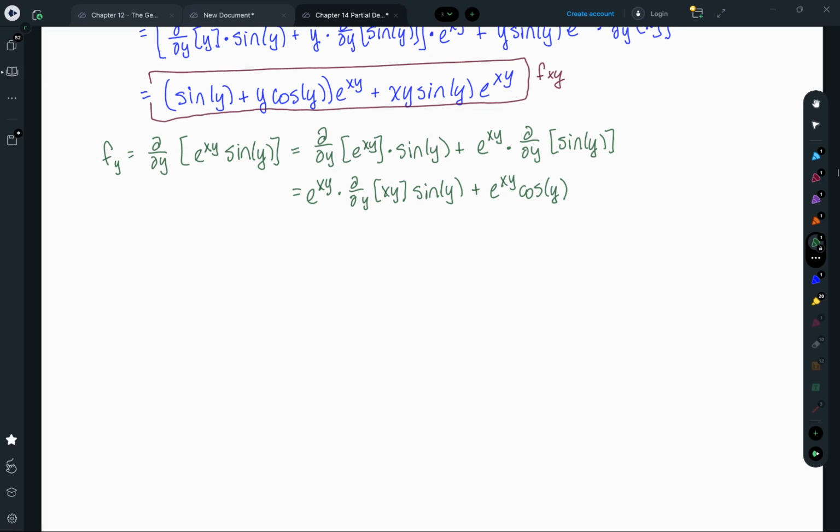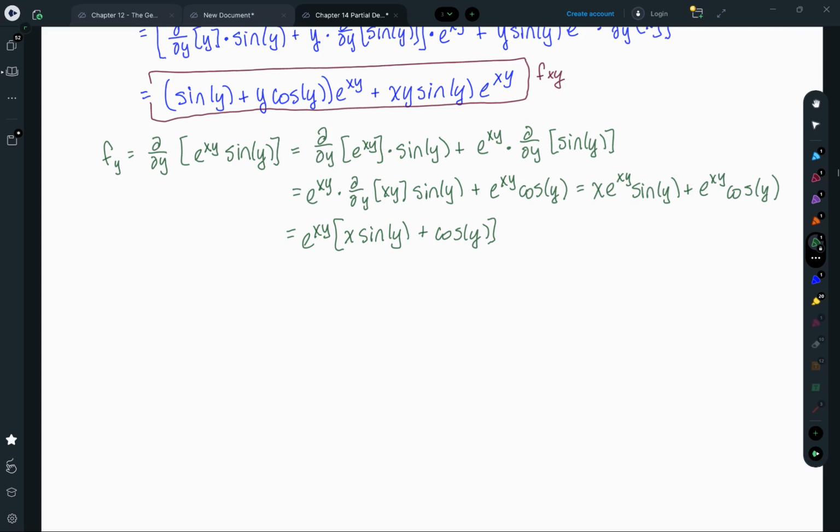One last step here and I'll be done. Del y of xy is going to give me an x. So this gives me x e to the xy sine of y plus e to the xy cosine of y. And here I may go ahead and factor out an e to the xy so that I can do one product rule instead of two product rules. So one final rewrite on this is it's equal to e to the xy times x sine of y plus cosine of y.